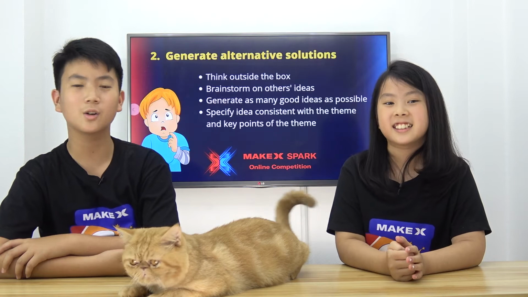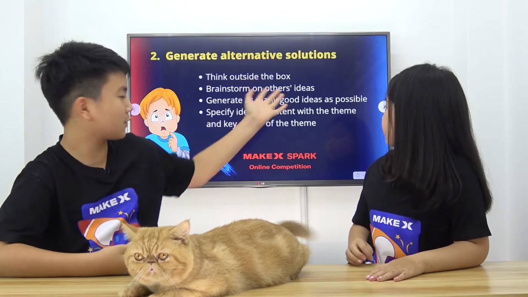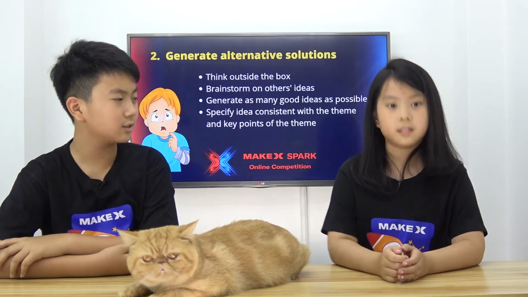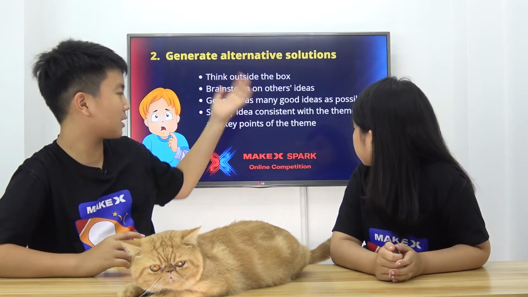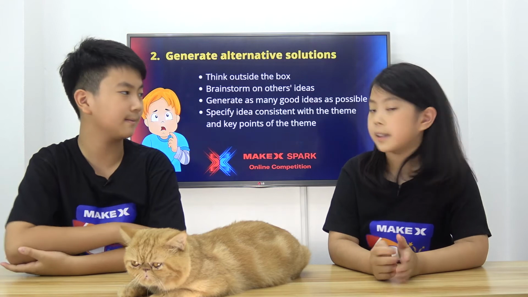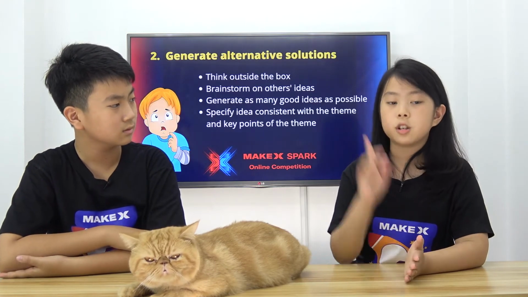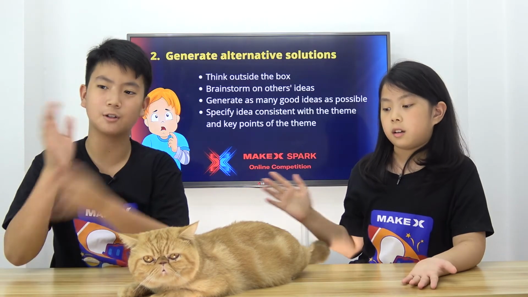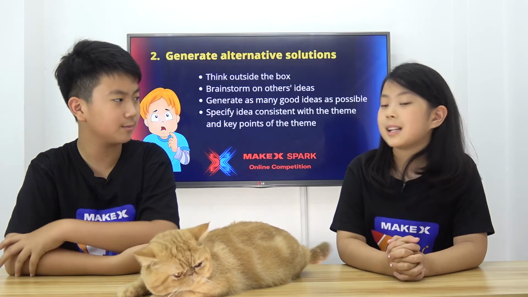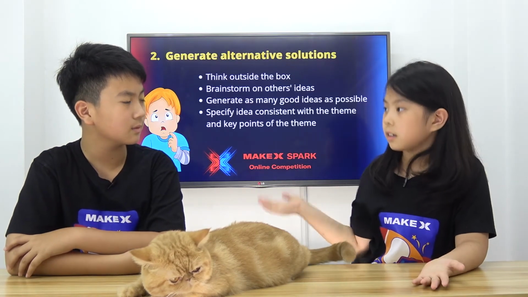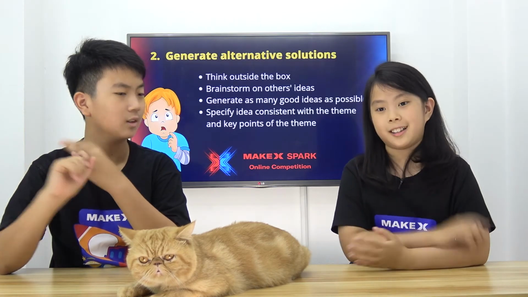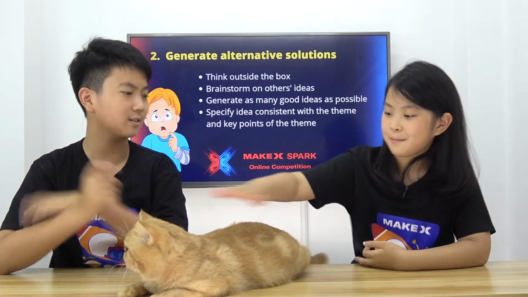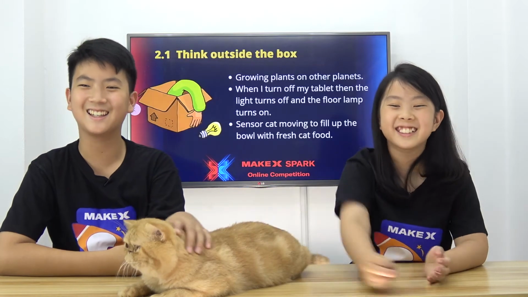So now step number 2 is to generate alternative solutions. You've got to think outside the box, brainstorm on others' ideas, and generate as many good ideas as possible. And you should be related to the theme too. You always have to keep in check that you have to be related. That's why the key points are: save energy, improve light quality, and reduce light pollution. And help little Bun Bun survive.